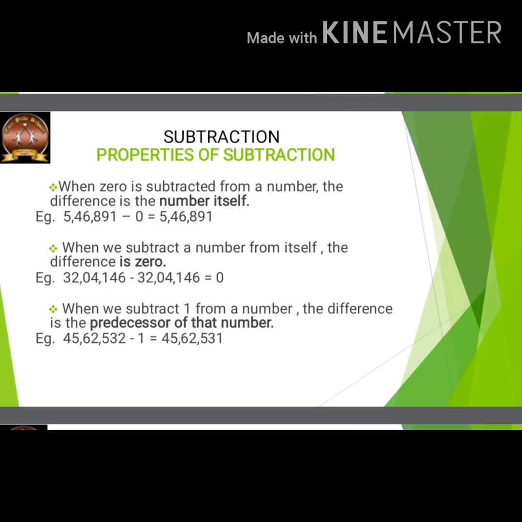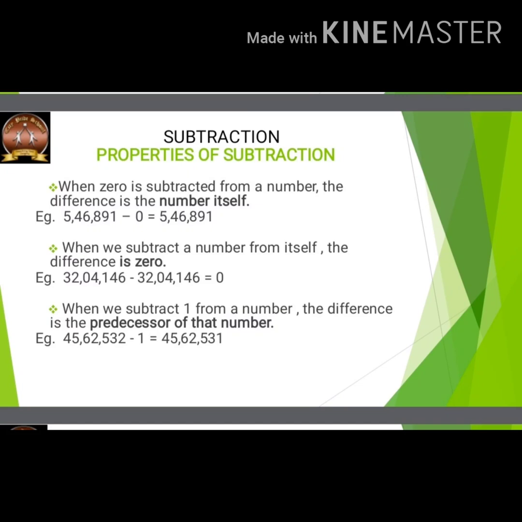The second property says when we subtract a number from itself, the number is 0. That means if I have 5 chocolates and I give all the 5 to my sister, how many will remain with me? 0. It's the same property. The example shown here is 32,04,146 minus 32,04,146 will give you 0.